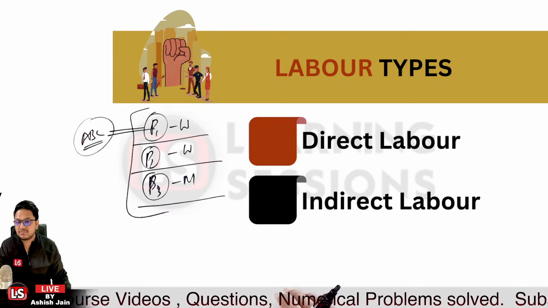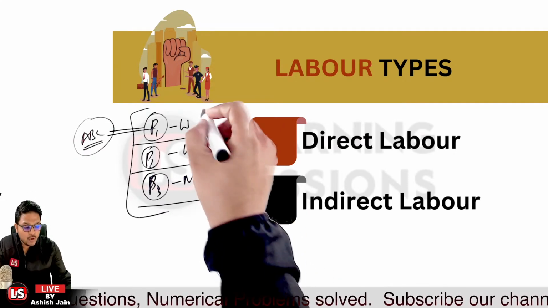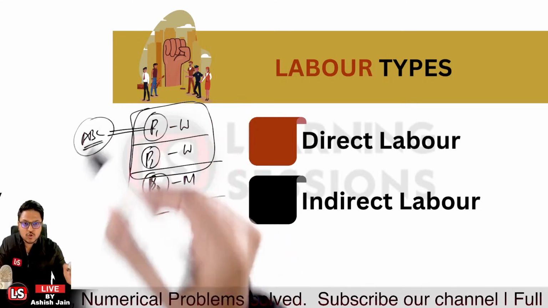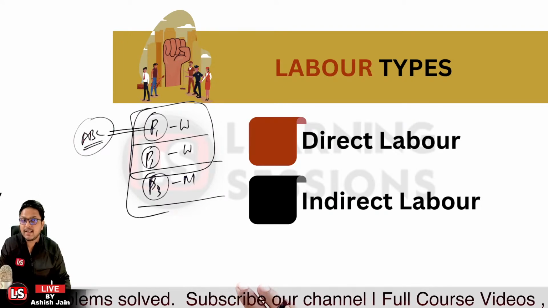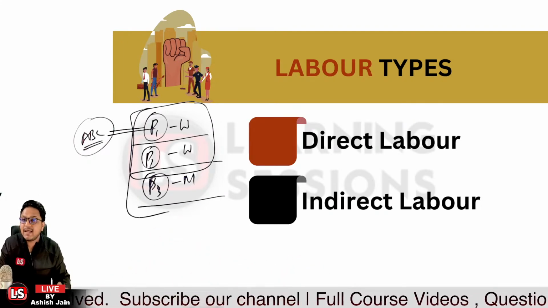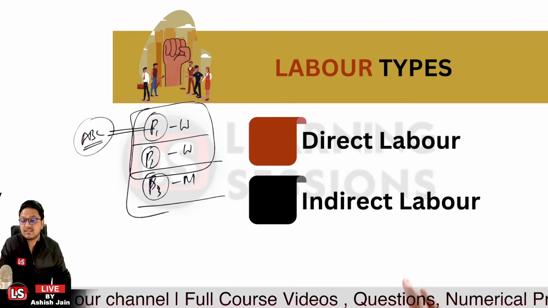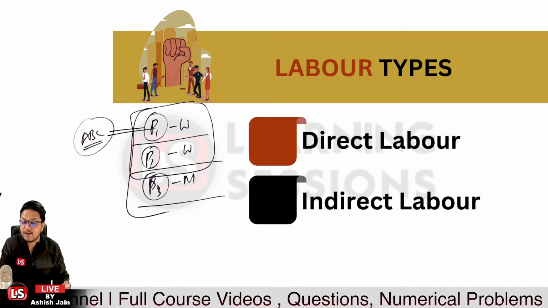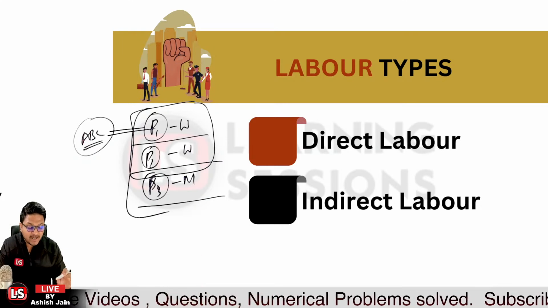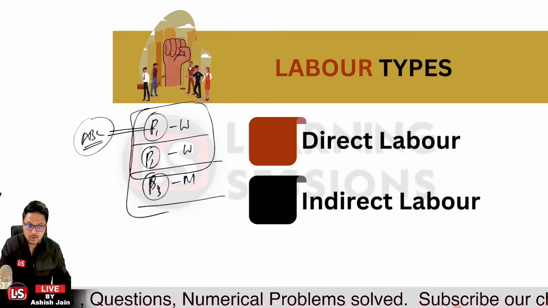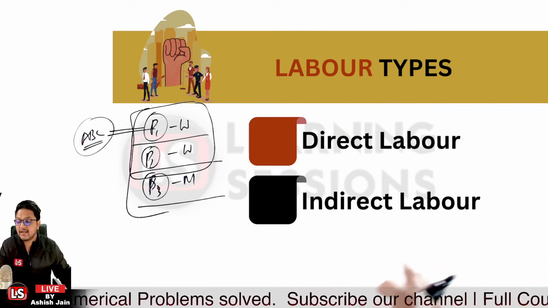Do answer at the earliest. It is P1 and P2 who are directly engaged in manufacturing the goods. So P1 and P2 are direct labor. Now P3, the manager, is not directly engaged in the manufacturing process itself. He is just scrutinizing whether the process is being followed in the manner defined by the company rules or not. That is why the manager is there, so he will be indirect labor.